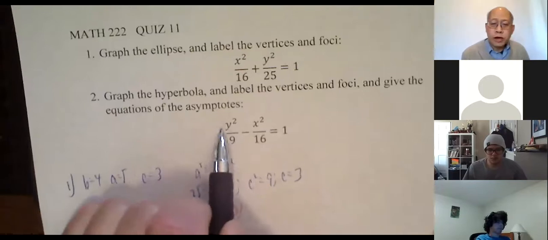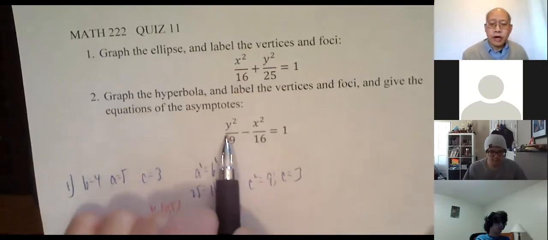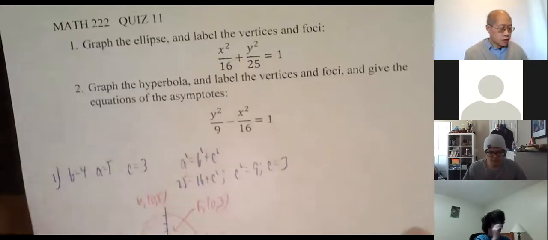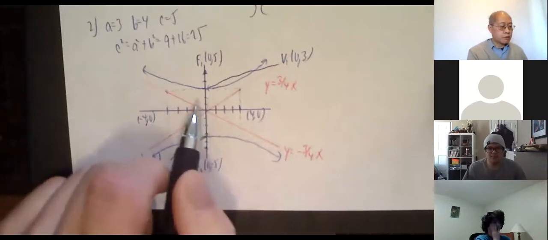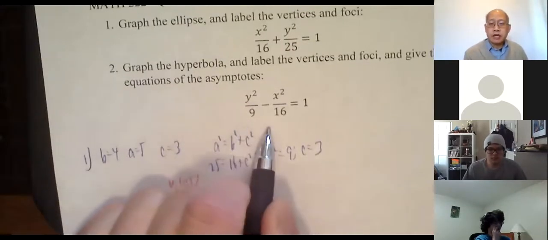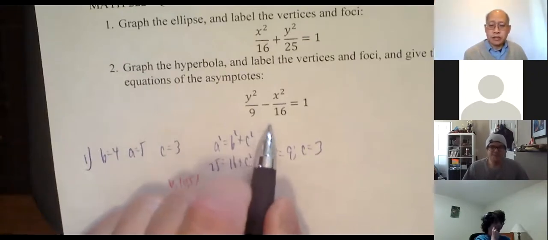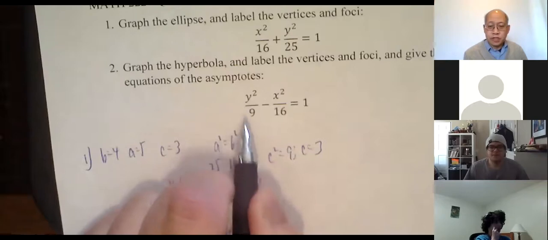Number 2, y squared over 9 minus x squared over 16 equals 1. So y is first as positive, x is negative. So that tells me it's the up and down kind of hyperbola going like that. Okay, so A is 3, B is 4. For the hyperbola, designations of A and B aren't by the larger, just by whichever is first.